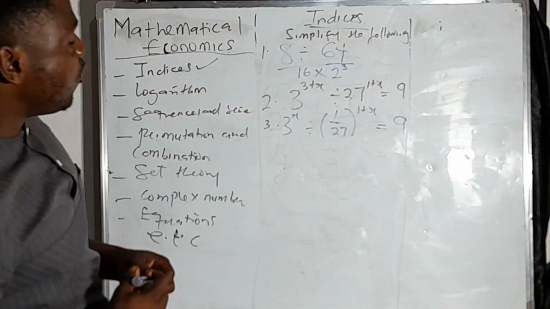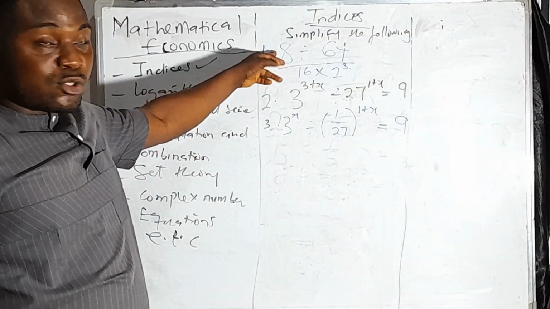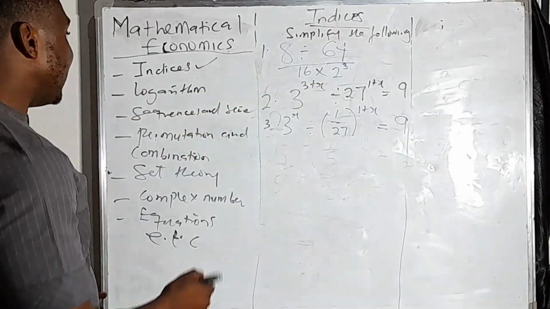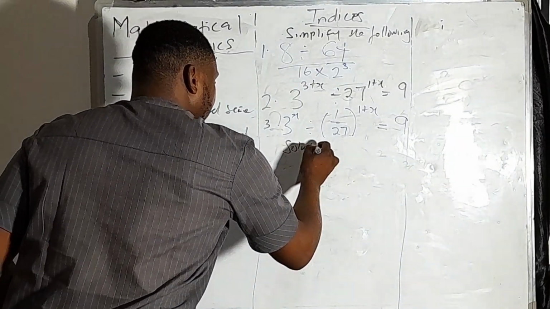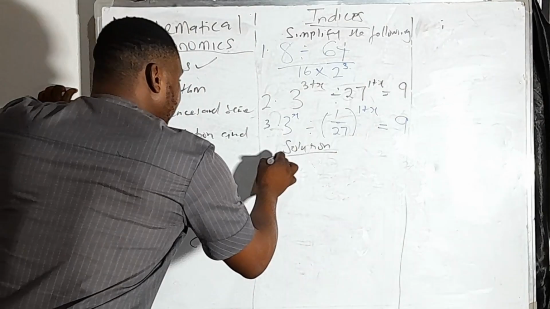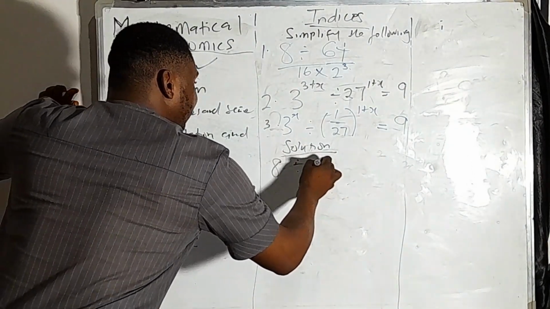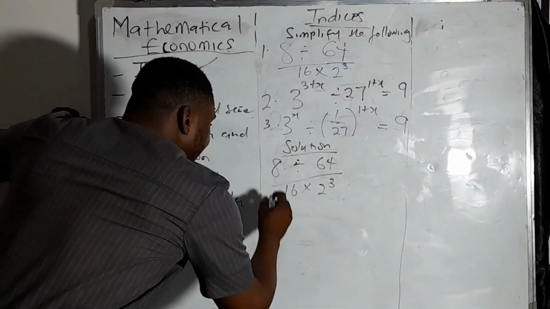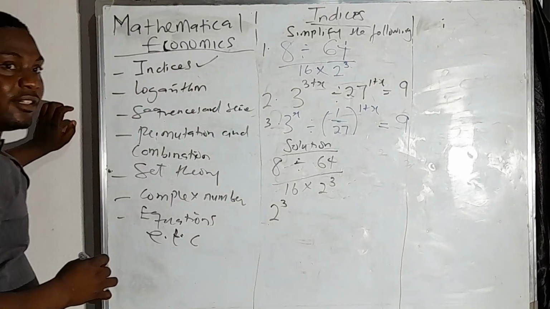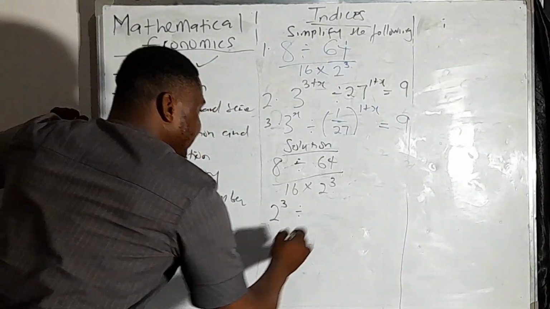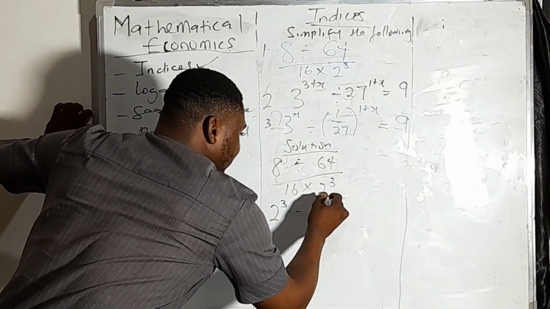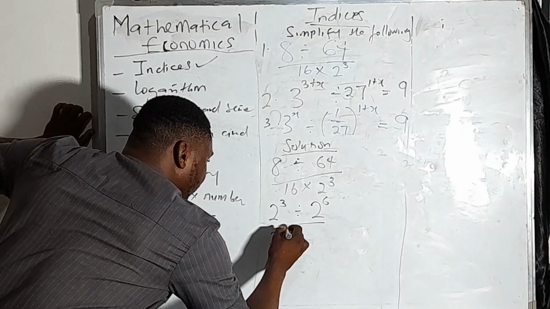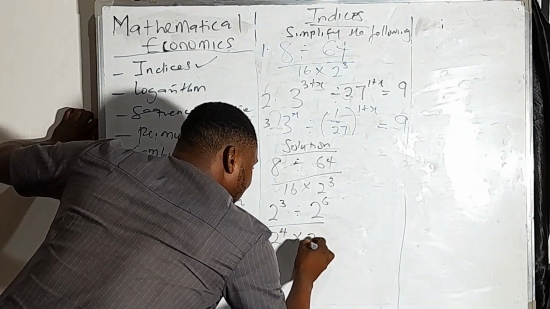Now if you look at the first question, 8 is a factor of 2, 64 is a factor of 2, 16 is a factor of 2. So from there, the solution. We have 8 divided by 64, divided by 16, multiplied by 2 raised to the power of 3. 8 is the same as 2 raised to the power of 3, divided by 64, that's 2 raised to the power 6, divided by 16, which is 2 raised to the power of 4, multiplied by 2 raised to the power of 3.